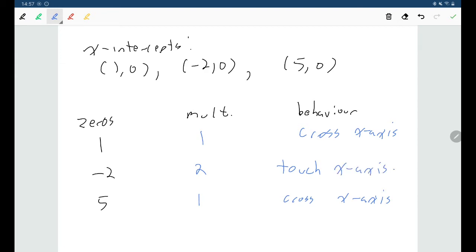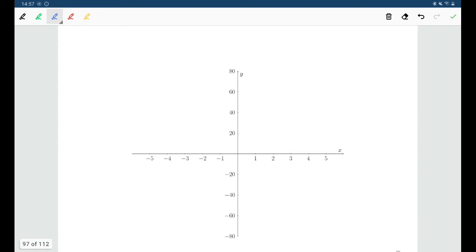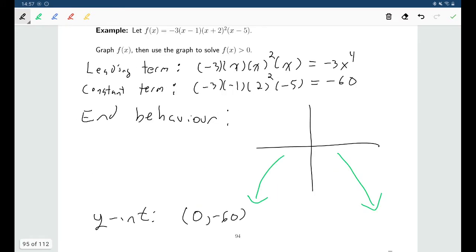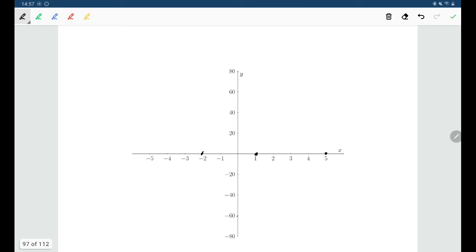Okay, so let's put things together here. We have 3 x-intercepts at 1, -2, and 5. Our y-intercept was at (0, -60), and our end behavior was going down on both sides. So (0, -60), and our end behavior going down on both sides. Good. And so the last thing that we need to do is just fill everything in.